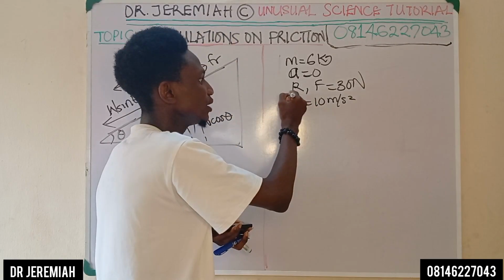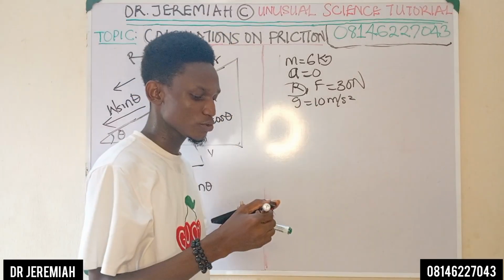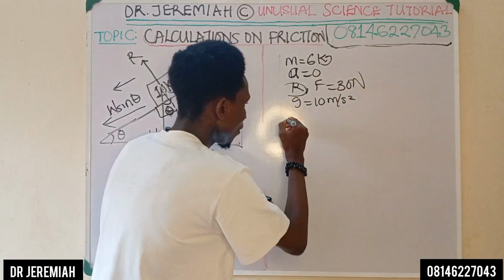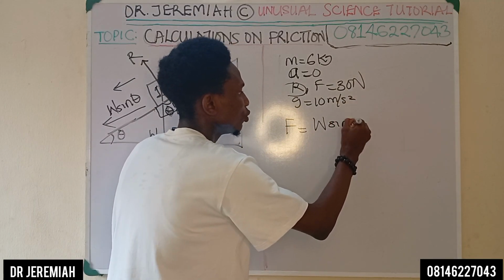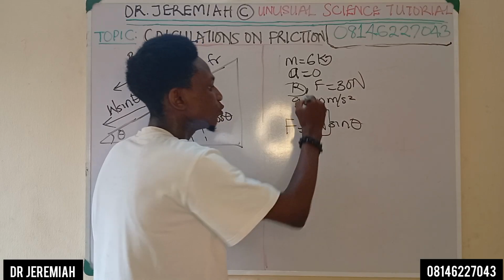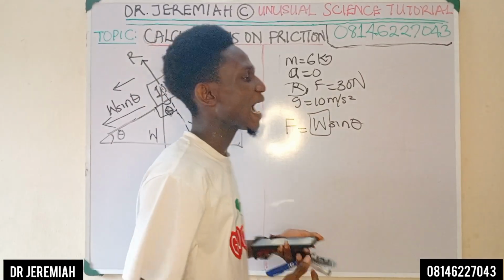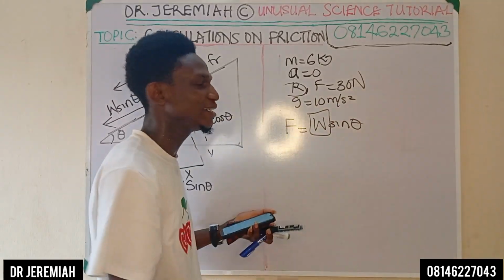We already know that we don't have R here, so what formula are we going to use? Very simple. Come back to our stuff. F equals W sin theta. You should know that by now; you can derive it anytime, any day. I don't even need to write out the diagram or anything.